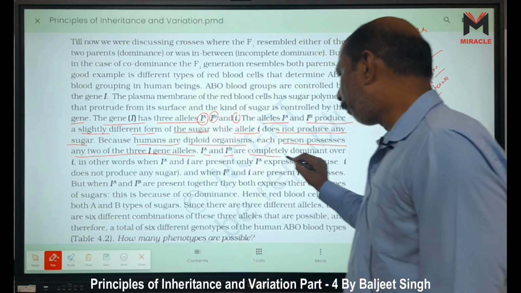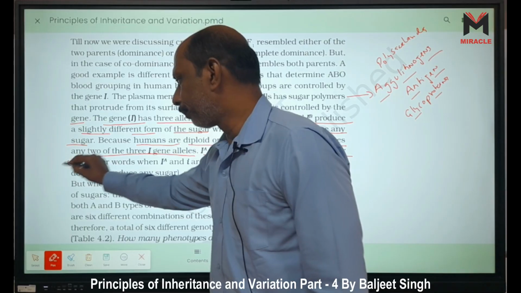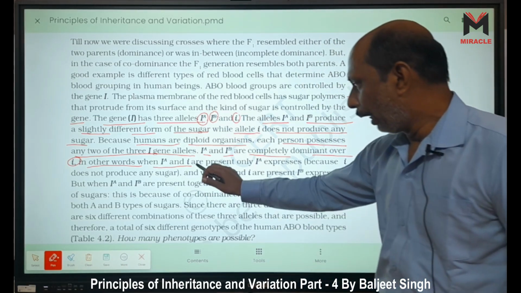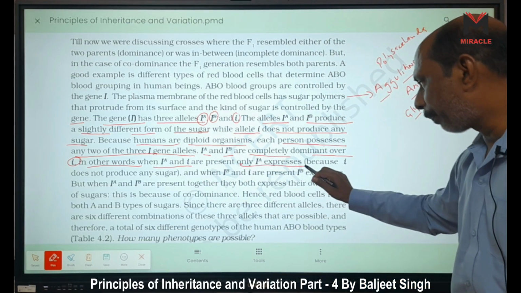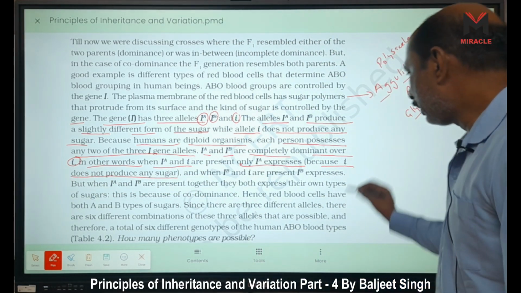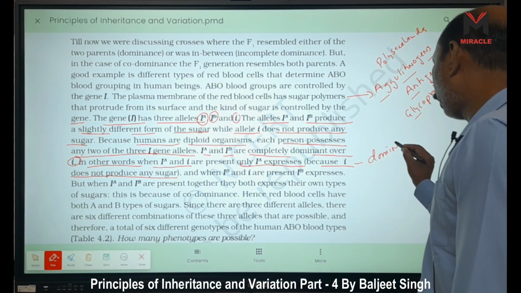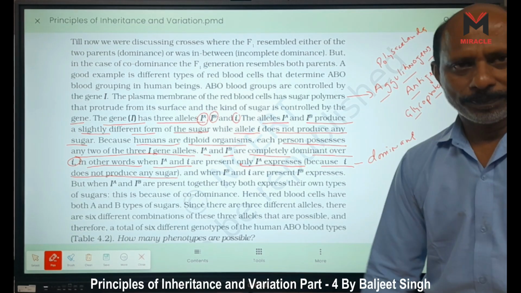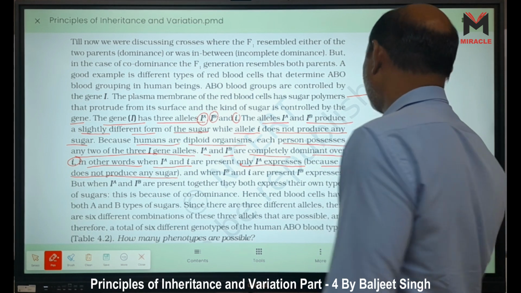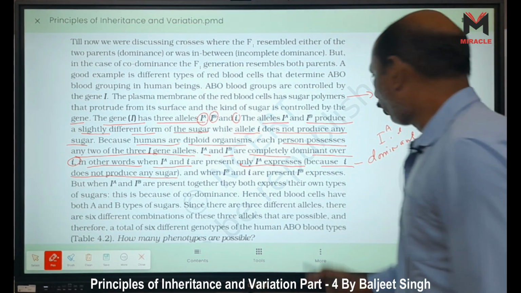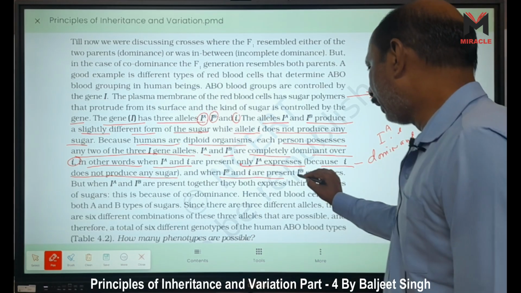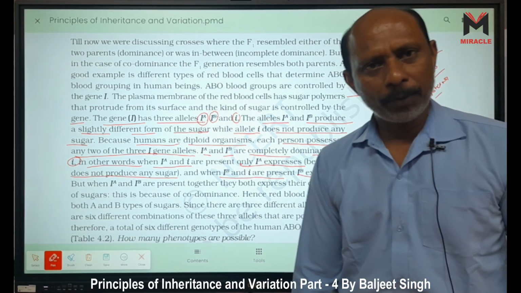IA and IB are completely dominant over i, right? In other words, when IA and i are present, only IA is expressed, because i does not produce any sugar. That is the example of dominance, right? Who is dominant? IA is dominant over small i, because small i cannot produce any sugar. Second, when IB and i are present, then IB is expressed, because i cannot produce any sugar, right?